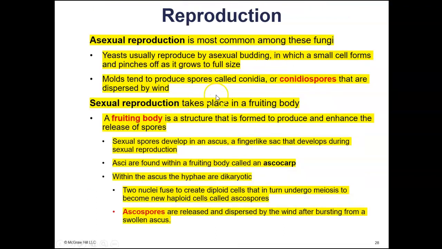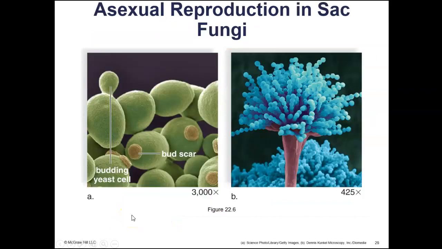So yeast and mold: yeast reproduce by budding. Molds tend to reproduce asexually using conidiospores that are dispersed by the wind. And then sexual reproduction takes place in a fruiting body called an ascocarp. And the sexual spores are called ascospores.